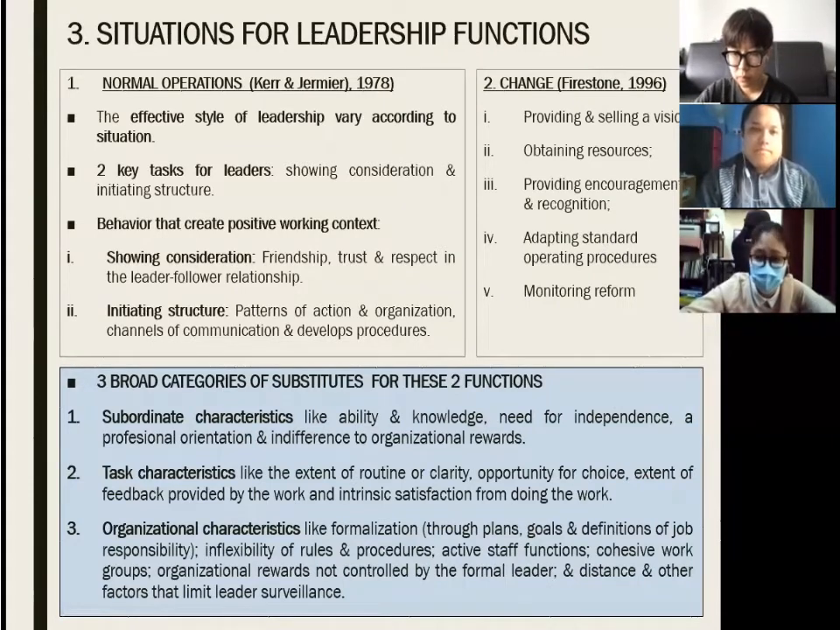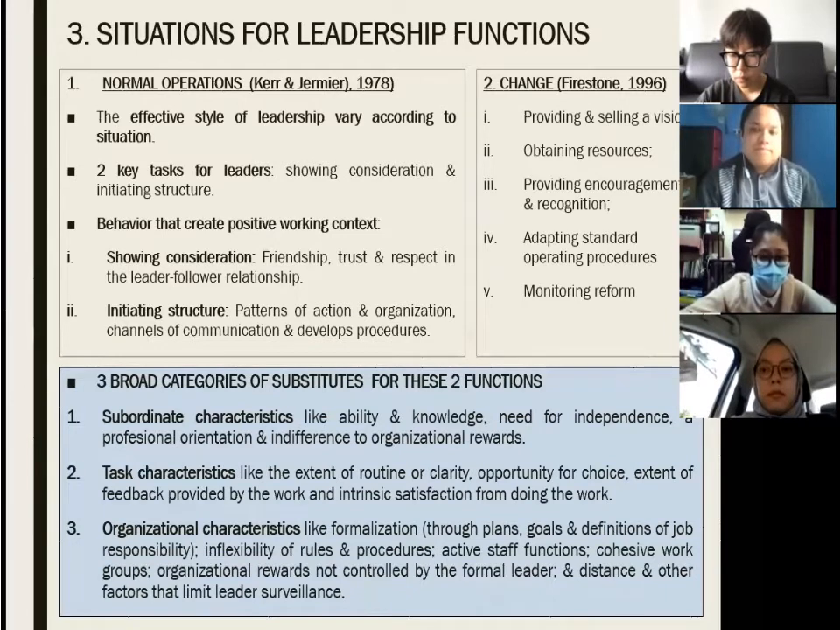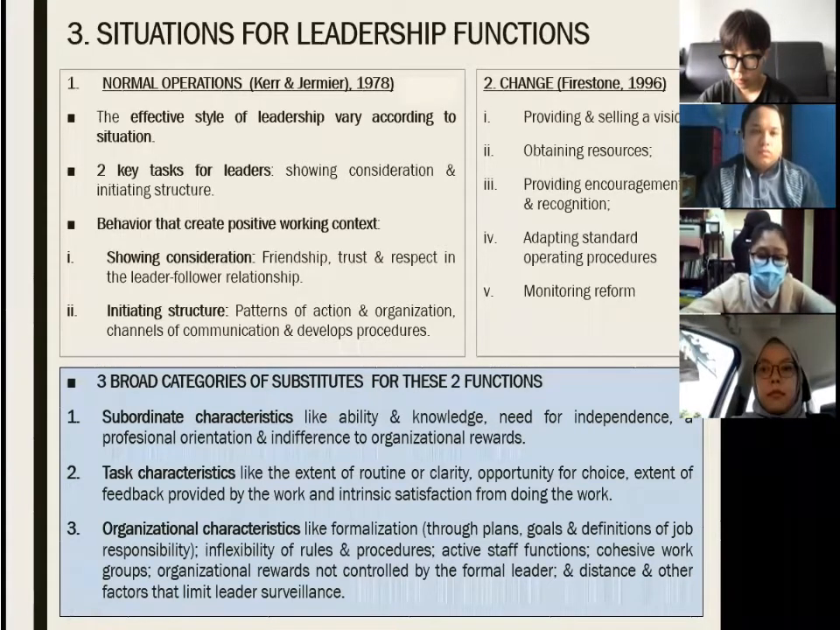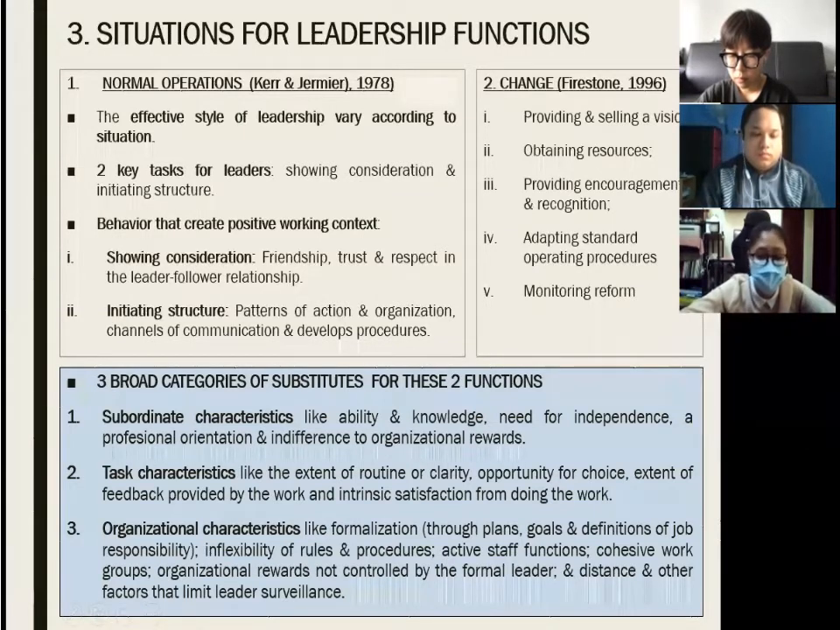Whereas for change situations, there are 5 functions of leadership, which will be discussed further. According to Firestone 1996, there are 3 categories that will substitute for these 2 leadership functions, namely subordinate characteristics, task characteristics, and organizational characteristics, which are shown on the slides. Firestone said that when one or a few of these characteristics are present in sufficient quantity, the actions of the leader become irrelevant to worker performance. This is because everyone plays their roles actively, knowledgeably, and works professionally and cohesively at work.